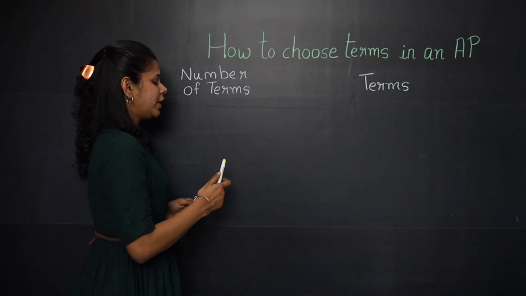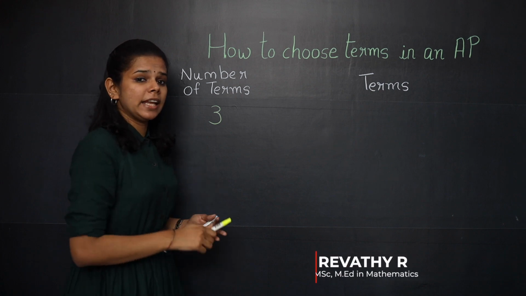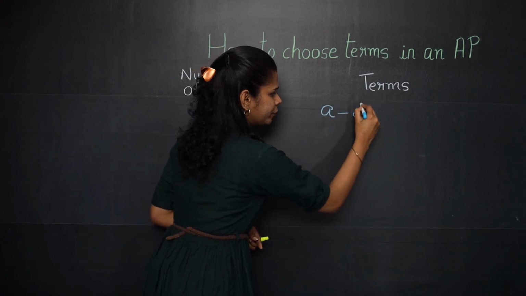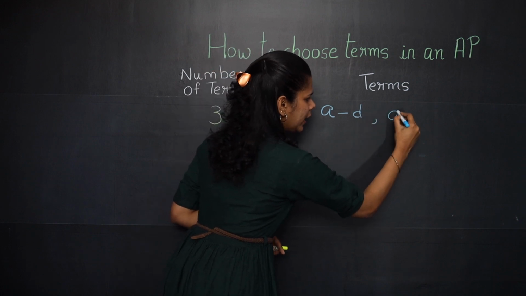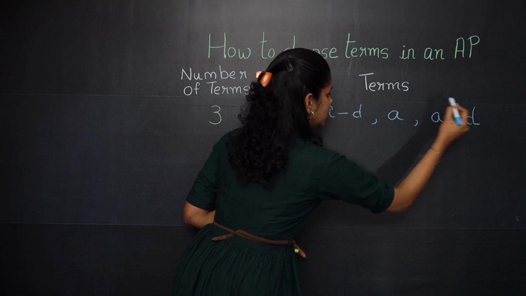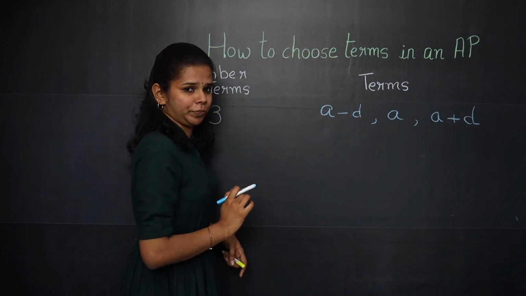Here, if the number of terms is 3, we will be taking terms like a minus d, a, a plus d. So can you guess the common difference here? The common difference here is d.